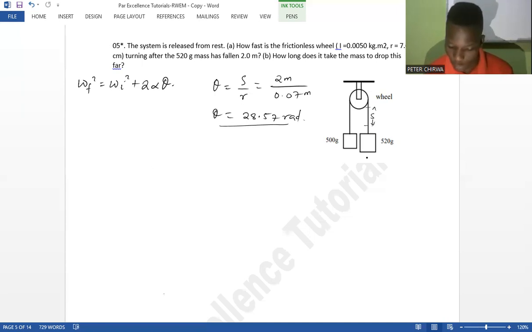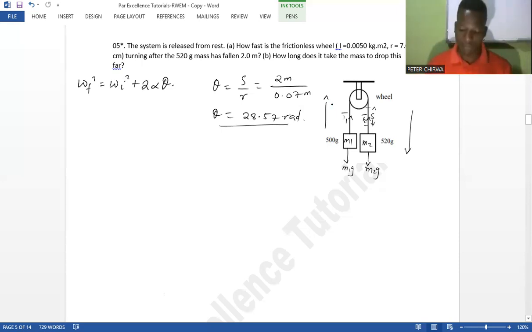So now we have this system. Let's say this is mass 2 and this is mass 1. Mass 1 has that tension, let's say tension 1, and its weight, that is m1g. Mass 2 has also the weight, and also tension 2. All right, so we have that system that looks like that.